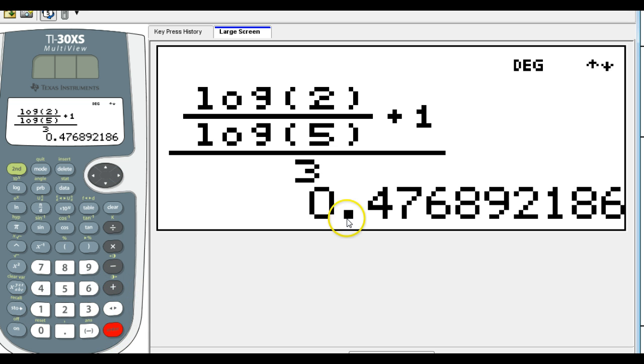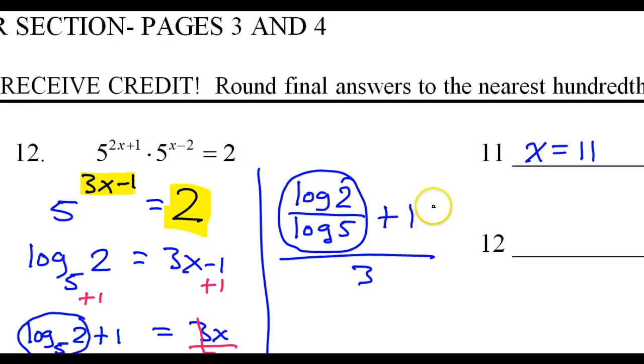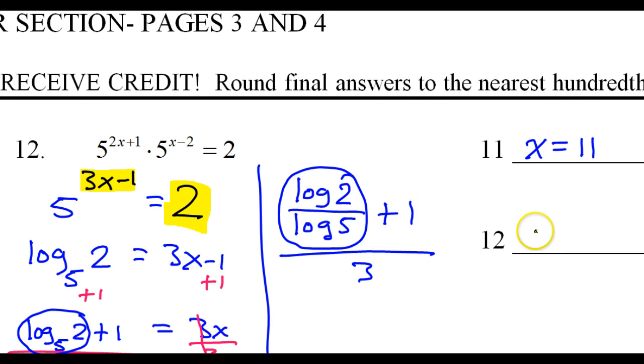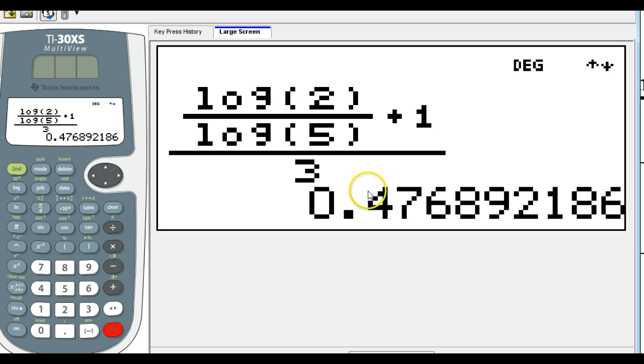So there it is, 0.49. Got to round up. Did they say how many decimals? Nearest hundredth. Okay, that's what I thought. So x equals 0.49.